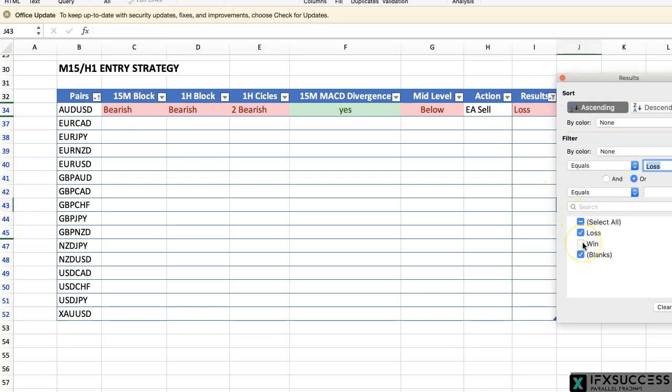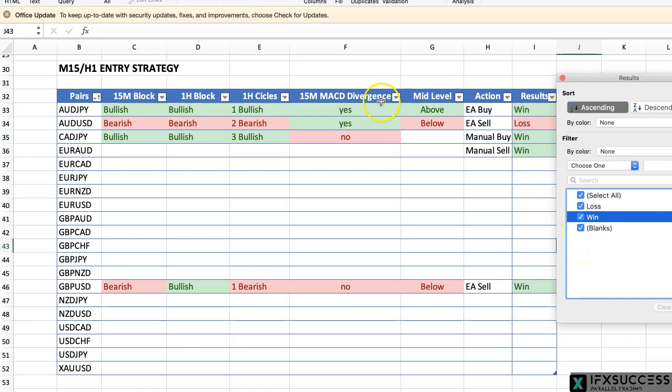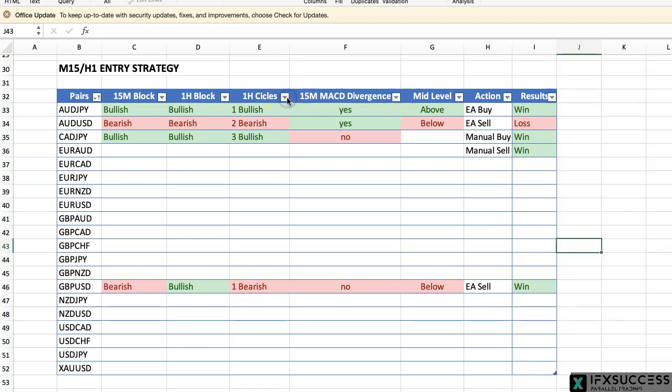So you can filter anything that you want, you know, divergence, 1 cycles, and 2, kind of see what was going on at the end of your trading week, or this is daily, you can set it up as whatever you want.